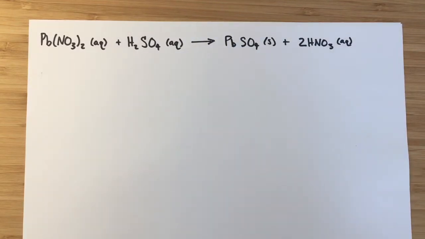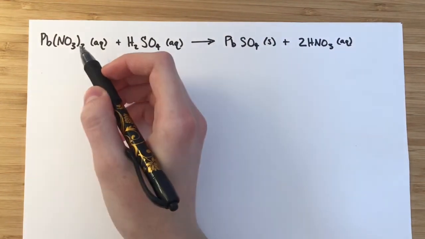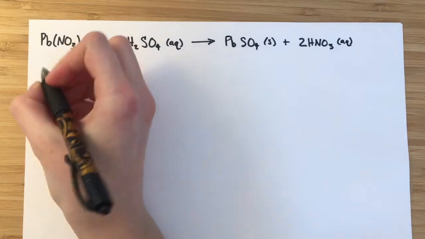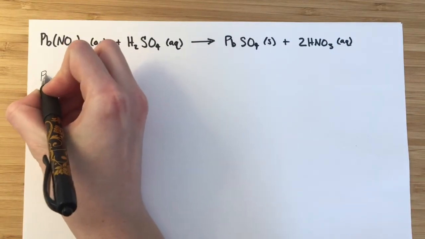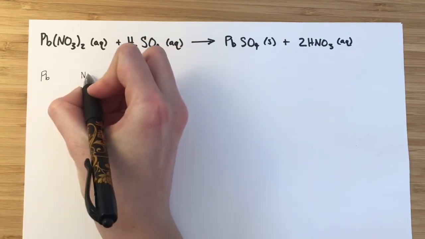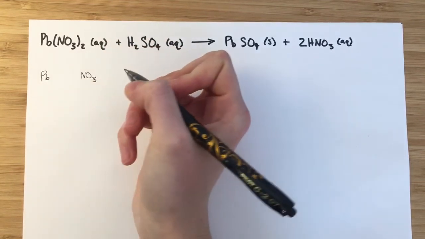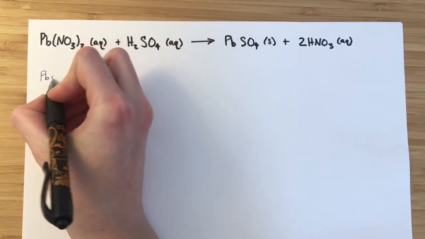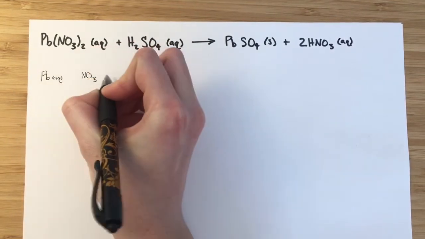Let's start with our first compound. We're going to be splitting this compound into two ions because we have Pb and nitrate. So our first one is Pb and our second one is nitrate. Now we need to include the charge and the state. So we know that these both are aqueous.